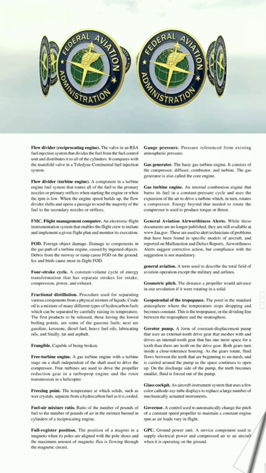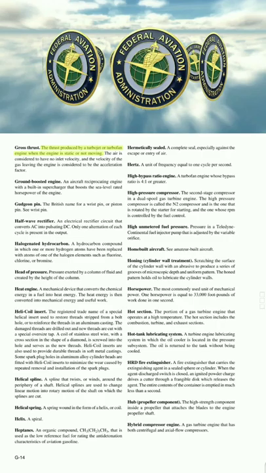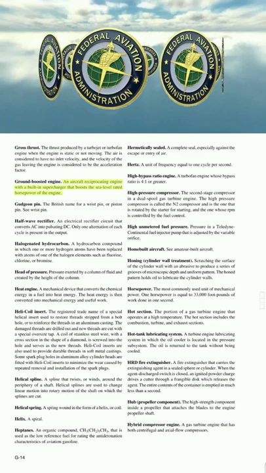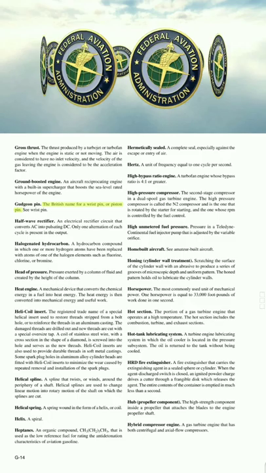Gross thrust. The thrust produced by a turbojet or turbofan engine when the engine is static or not moving. The air is considered to have no inlet velocity, and the velocity of the gas leaving the engine is considered to be the acceleration factor. Ground boosted engine. An aircraft reciprocating engine with a built-in supercharger that boosts the sea level rated horsepower of the engine. Gudgeon pin. The British name for a wrist pin, or piston pin. See wrist pin.